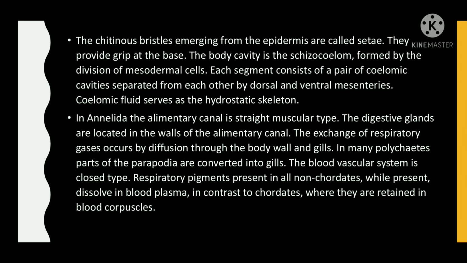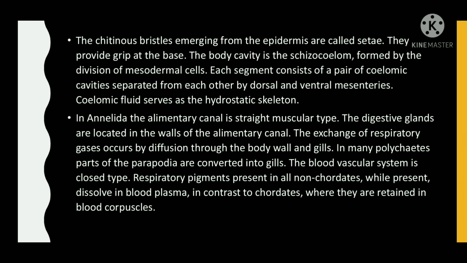The body cavity is the schizocoel, formed by the division of mesodermal cells. Each segment consists of a pair of coelomic cavities separated from each other by dorsal and ventral mesenteries. Coelomic fluid serves as the hydrostatic skeleton. In Annelida, the alimentary canal is a straight muscular type. The digestive glands are located in the walls of the alimentary canal.